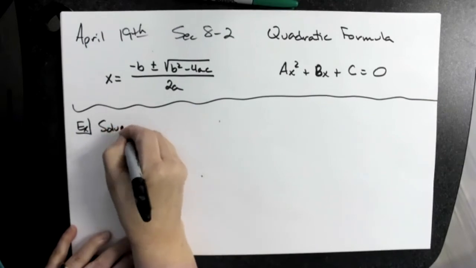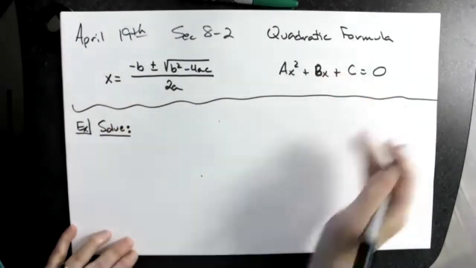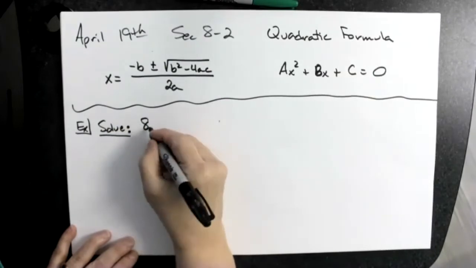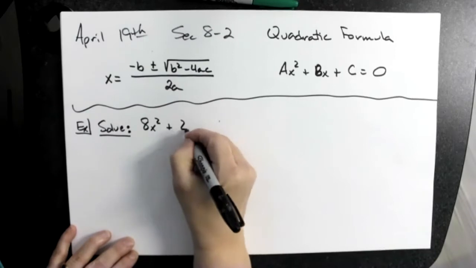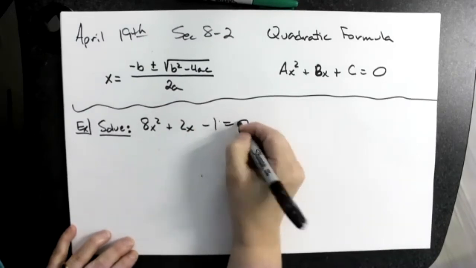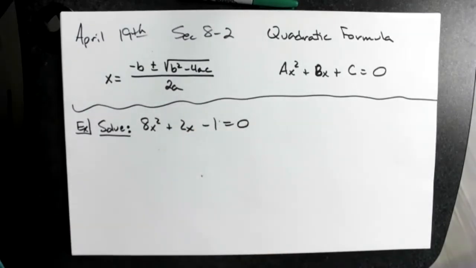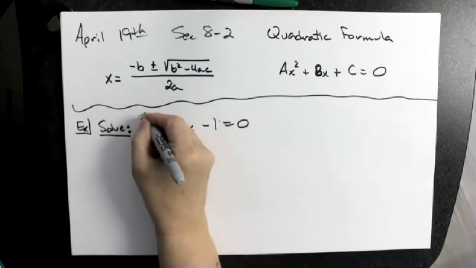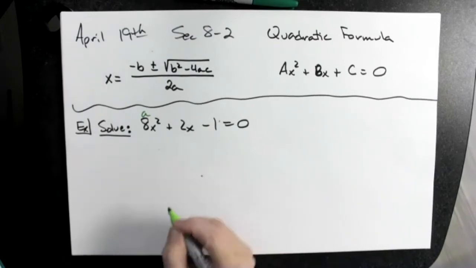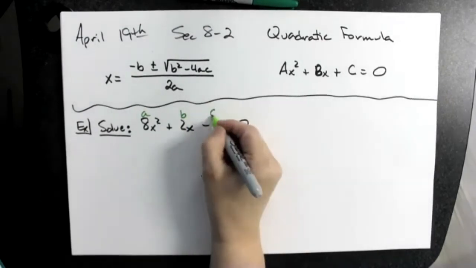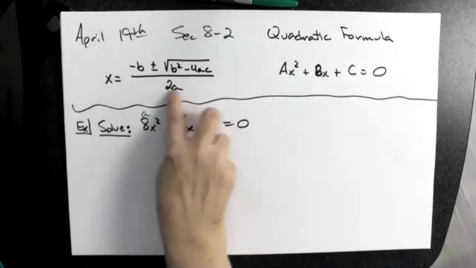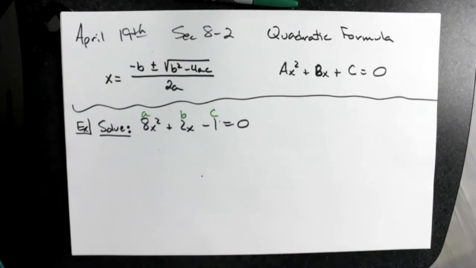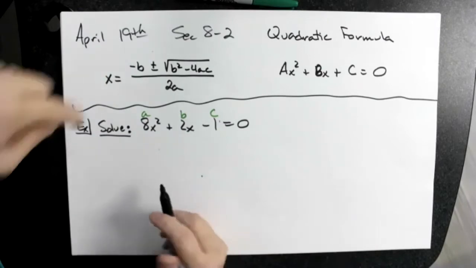Directions are going to say solve, because they are going to give you a quadratic equation in that form. Maybe something like 8x squared plus 2x minus 1. From there, you should identify your A is 8, your B is 2, your C is -1. Once you know each of those values, it's a matter of plugging it in here. Most of the time, I don't rewrite the formula. I just start plugging in right away.